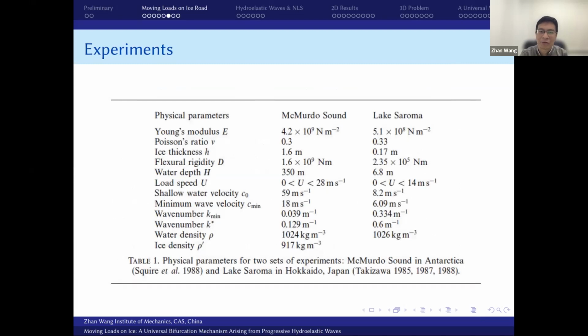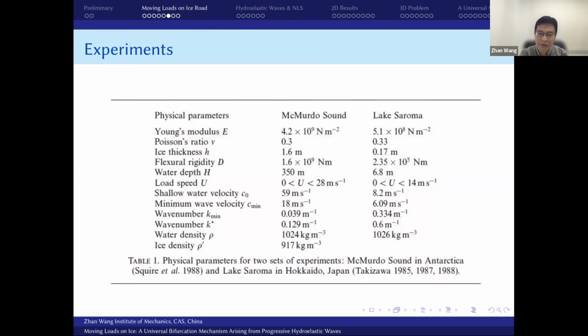Because it's a very interesting phenomenon, there's some critical speed in the system, people tried to understand more about this problem. So in the 1980s, a lot of experiments were carried out, and the two famous ones are one in McMurdo Sound in Antarctica, carried out by the group of Sled in 1988, and the other one in Lake Saroma in Hokkaido in Japan in 1985, 87, and 88. These two experiments are different because McMurdo Sound is a deep water scenario, and Lake Saroma is a shallow water scenario.